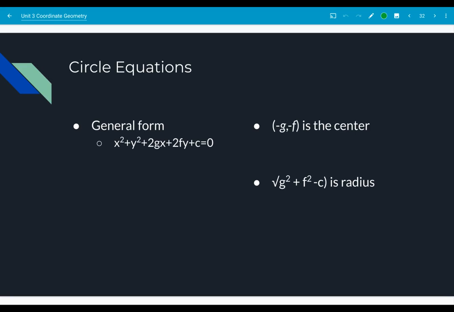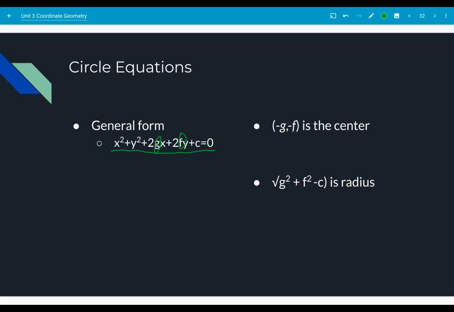If you were to multiply out those squares, you'd get the general form for a circle. It looks like this, which is very similar to the standard form of a quadratic. And the center and the radius are still there, they're just hidden. So you've got negative g and negative f are the center, and then there's a fancy square root equation for the radius. So there are a couple different things. You can either memorize these two and be able to find the center and radius from there. Not recommended, but it is possible.